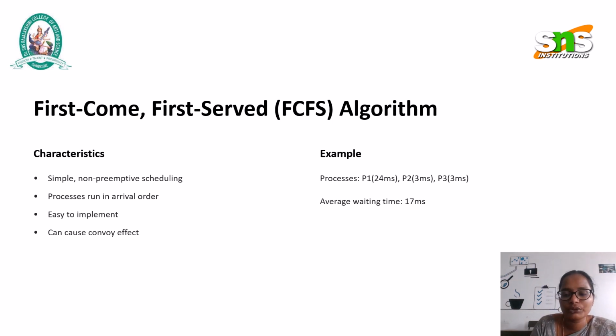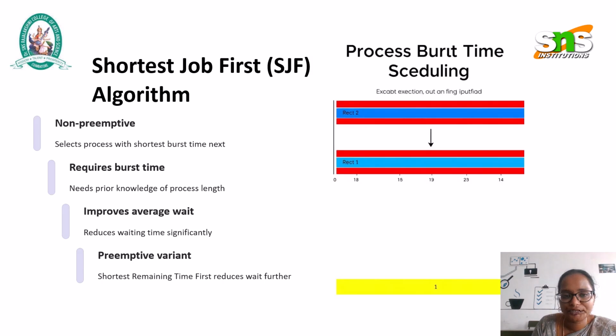Here I have shown an example where we have three processes P1, P2, P3. Every process has a time. For example, P1 takes 24 minutes, P2 takes 3 minutes, and P3 takes 3 minutes. So the average waiting time between the other two processes is 17 minutes.